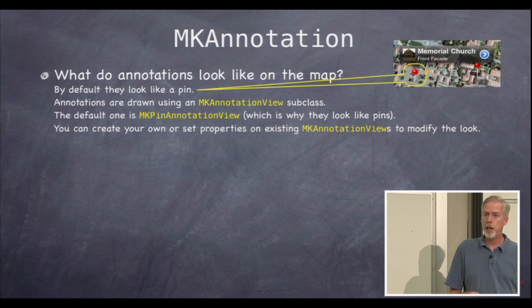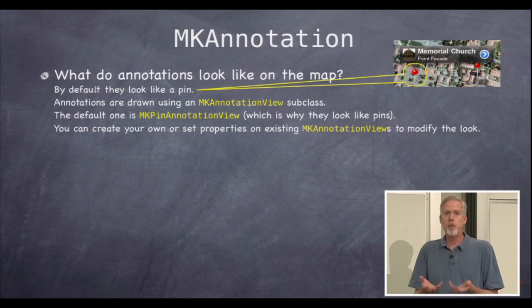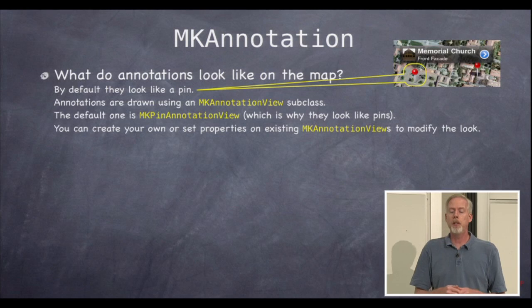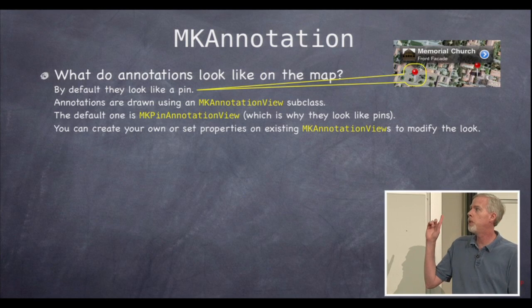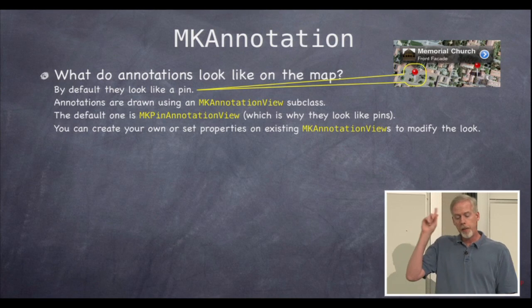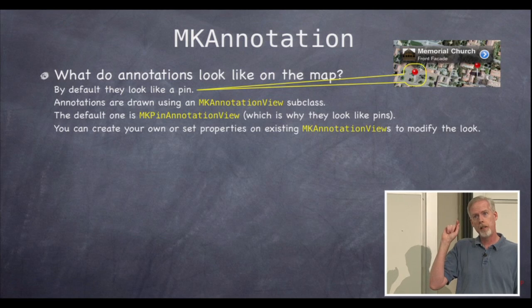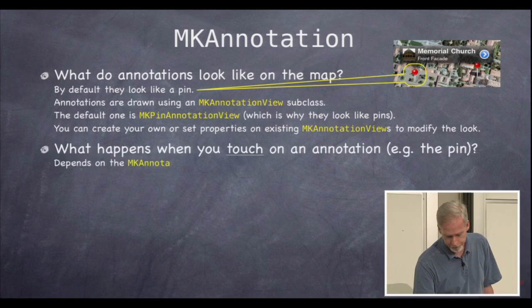And one of the properties in MKAnnotationView, the base class, is image. So you could set the image to be whatever you want. So pin annotation view sets the image to be a pin, but you could set the image to be something else. Don't get confused between the image that the MKAnnotationView is using, like the pin image, and the image of Memorial Church there. You see the little image in the callout? That's a different thing. That's the left callout accessory there.